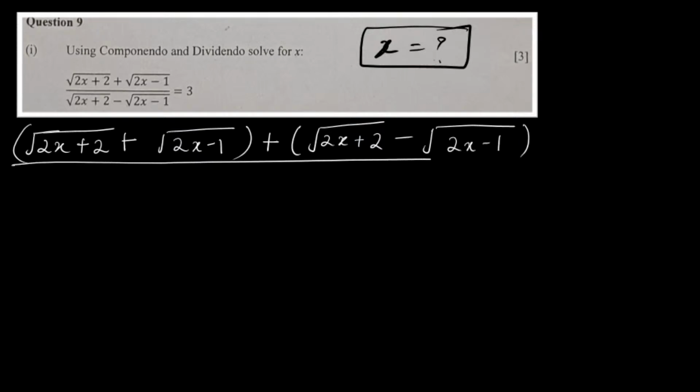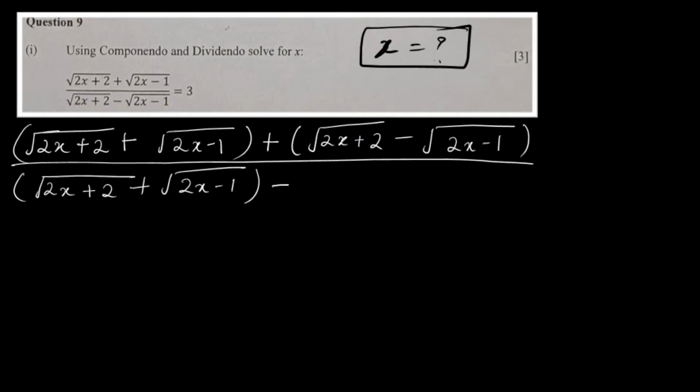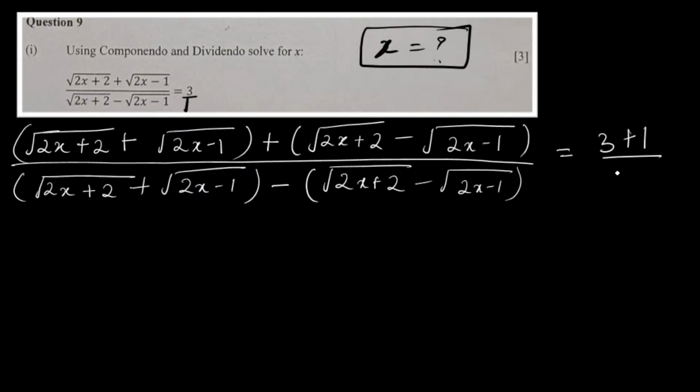So numerator plus denominator, then numerator minus denominator. So here minus, so root 2x plus 2 minus root 2x minus 1. So property has to be applied on both the sides. So other side I have 3. So 3 means 3 by 1. So again here also numerator plus denominator, 3 plus 1, and numerator minus denominator.